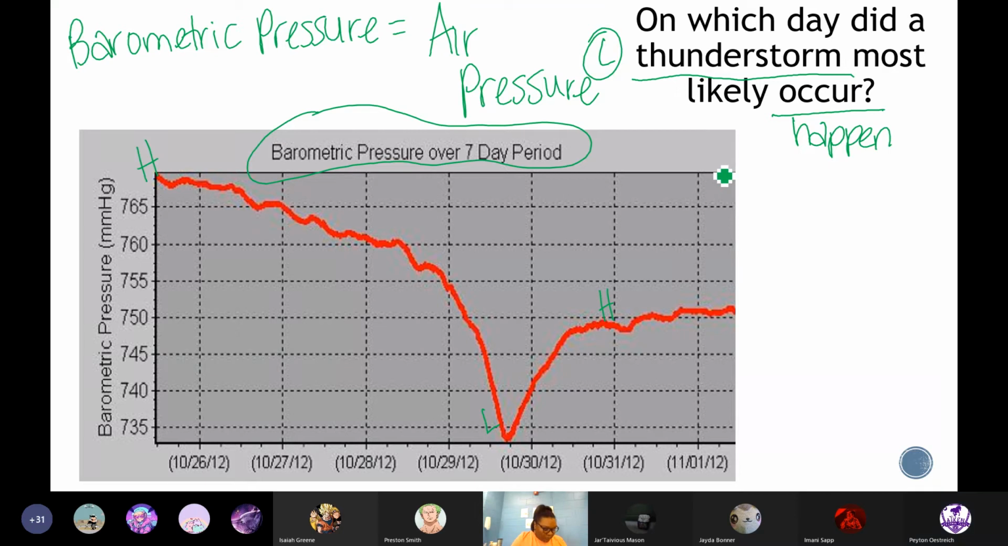The 30th. Very good. October 30th, 2012. October 30th, 2012.